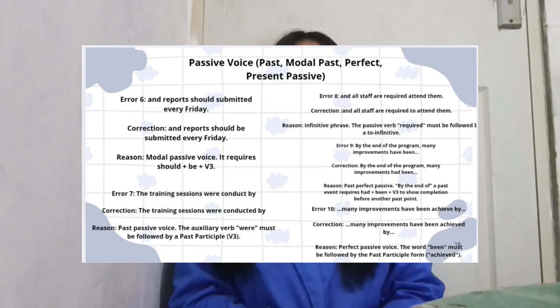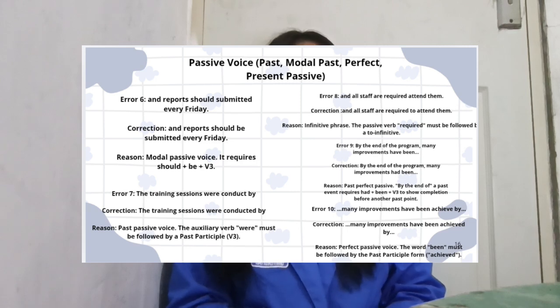Error 8: And all staff are required attend them. Correction: And all staff are required to attend them. Reason: infinitive. The past participle required must be followed by a to-infinitive.